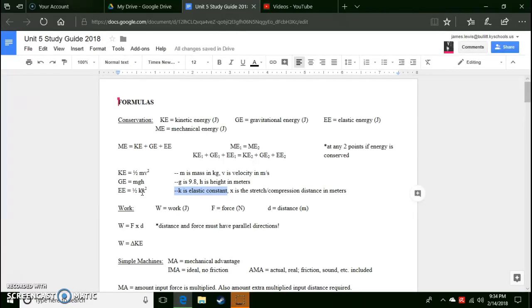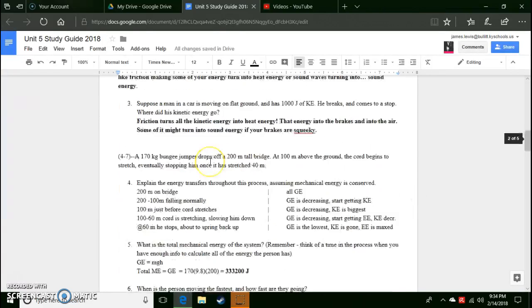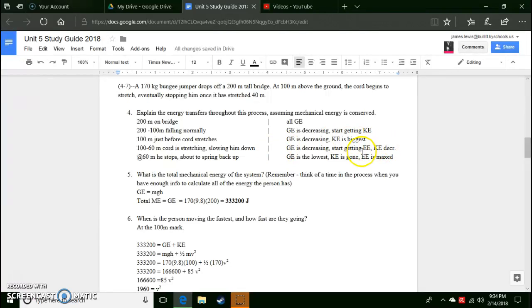So clearly we need some place where we have the elastic energy. Let's go back to what we were looking at before. We had elastic energy in two places: where the cord was stretching, and at the very bottom, where he stops moving. Which one's going to be easier? In the stretching area, we still have some kinetic energy. We know our total is not going to be a problem; all of our energies need to add up to 333,200 joules. But where the cord is still in the middle of stretching, we have to know how fast he's going.